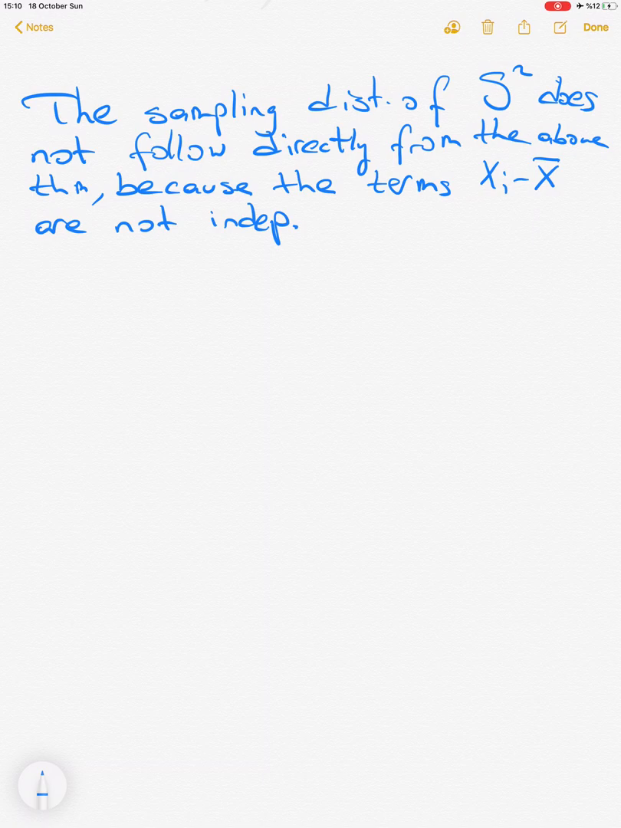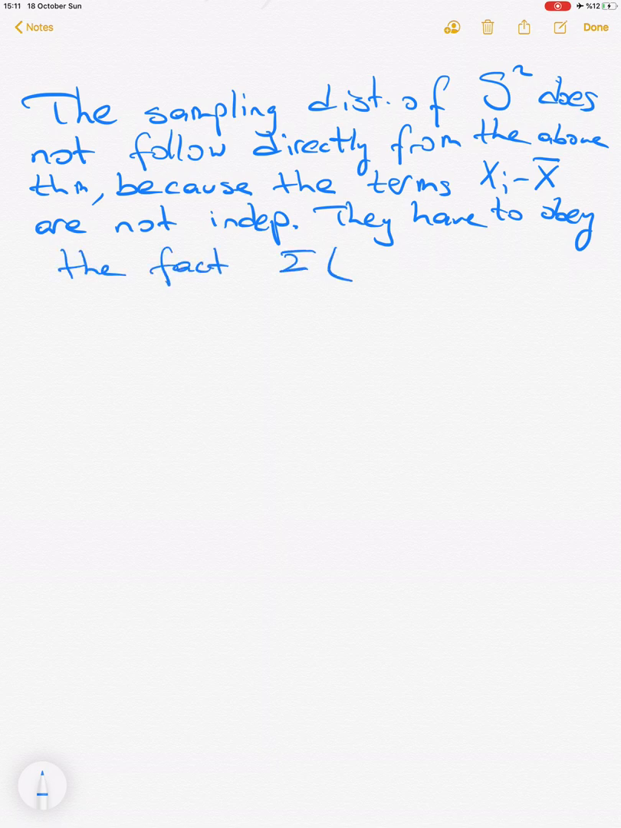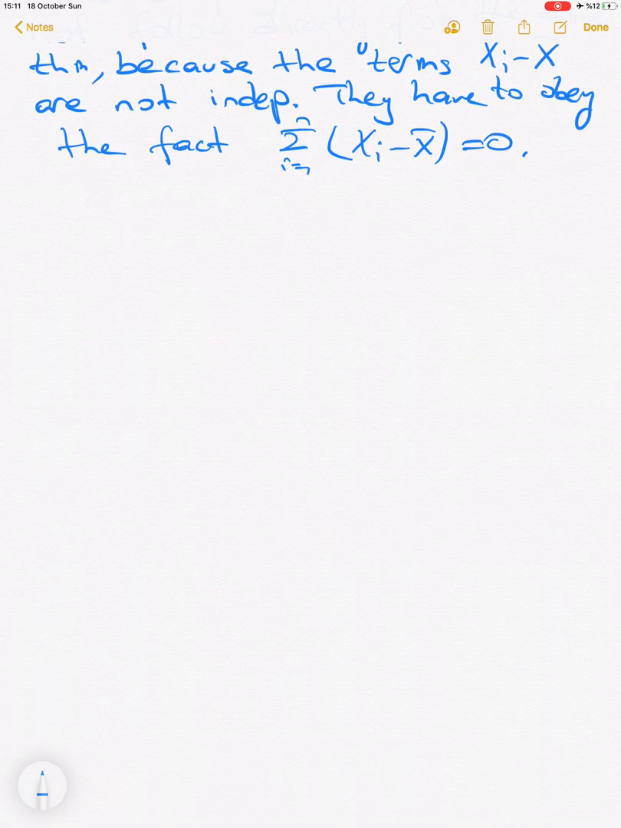But luckily we have a good property of those summation xi minus x bars. When we sum them up, we should end up with 0. So this is the good property, but they have to obey the fact that the summation of xi minus x bar should be 0 over all sample values. Okay, so this is a good property that we can use to find the sampling distribution of s squared.